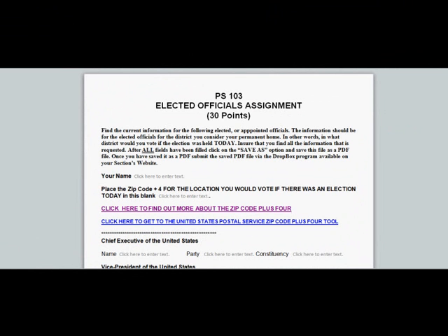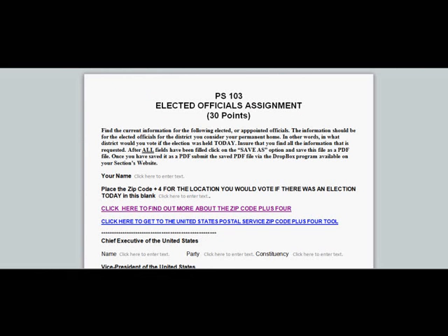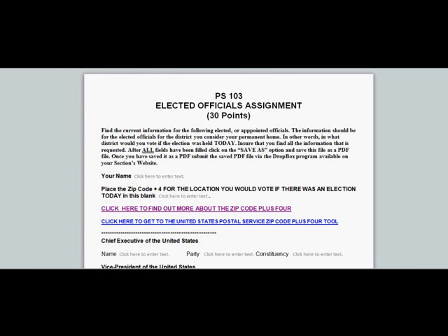As we look at the image on the screen, you will see the elected officials assignment as you can download it off of the internet. A couple of things I want you to be familiar with when it comes to this assignment is, first of all, the reason that I assigned this.